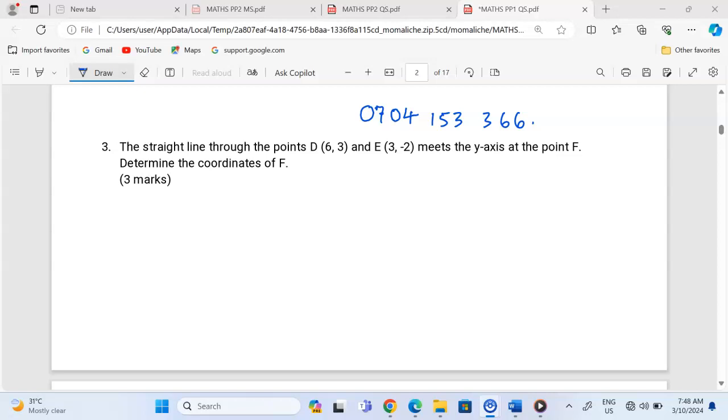We're going to study gradients and equations of straight lines in number 3. The straight line through points D(6, 3) and E(3, -2) meets the y-axis at the point F. Determine the coordinates of F.